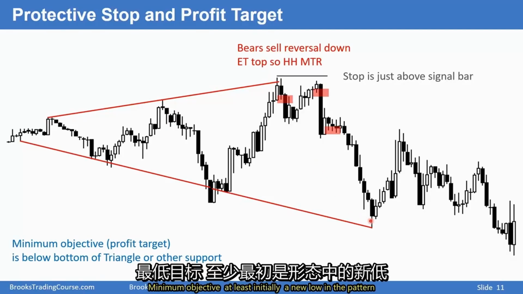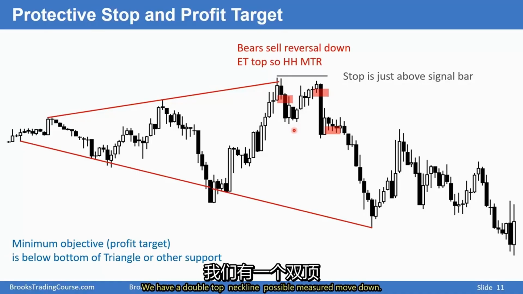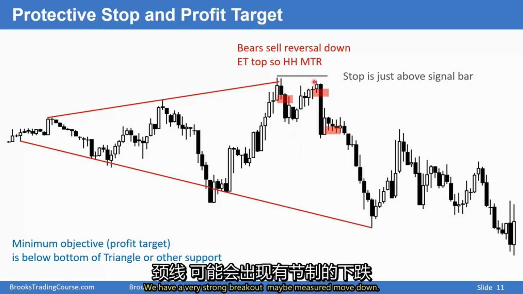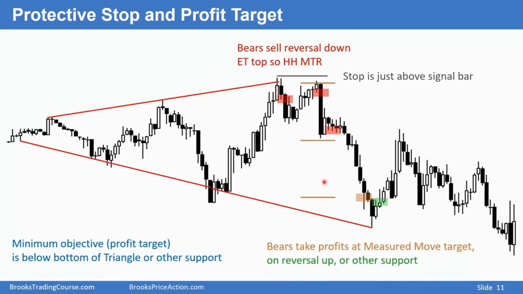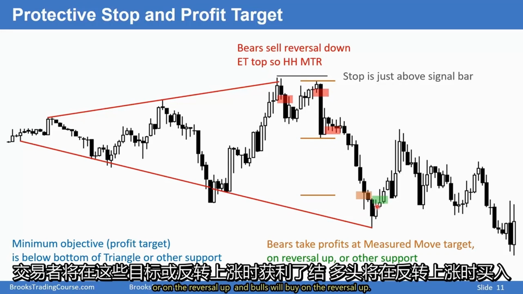Minimum objective, at least initially, a new low in the pattern, or maybe some kind of a measured move. We have a double top neckline, possible measured move down. We have a very strong breakout, maybe measured move down. Traders will look to take profits at those targets or on the reversal up, and bulls will buy on the reversal up.